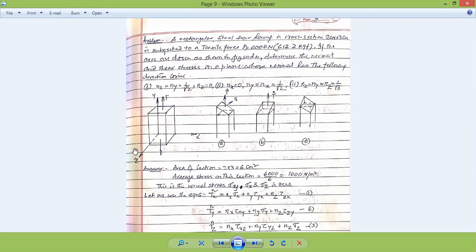Now, next is the direction cosine of the plane. Next, we have to find out the normal and shear stresses on different planes. And we should know at least the orientation of the plane with the x, y, and z axes, which means we should know the direction cosines of this particular plane itself. So we are given three different planes. For the first one, nx and ny are 1 by square root of 2.